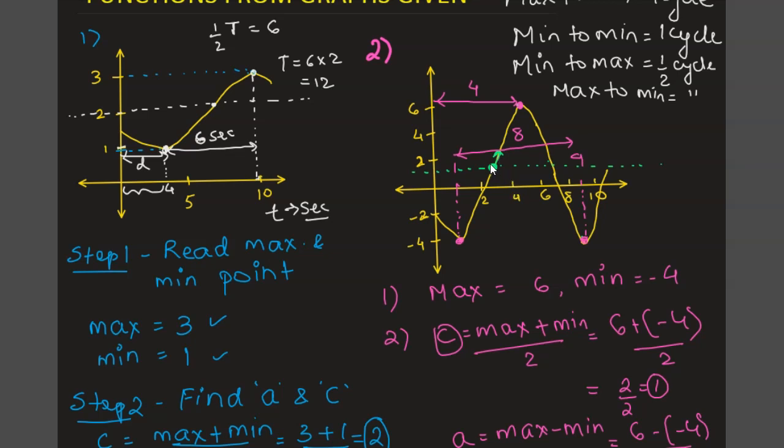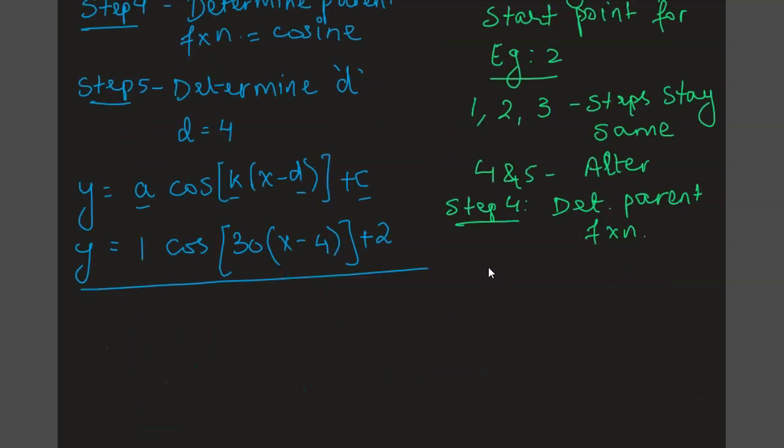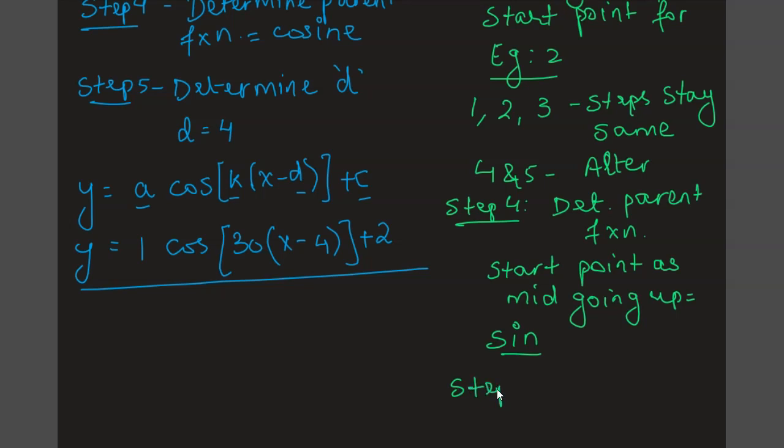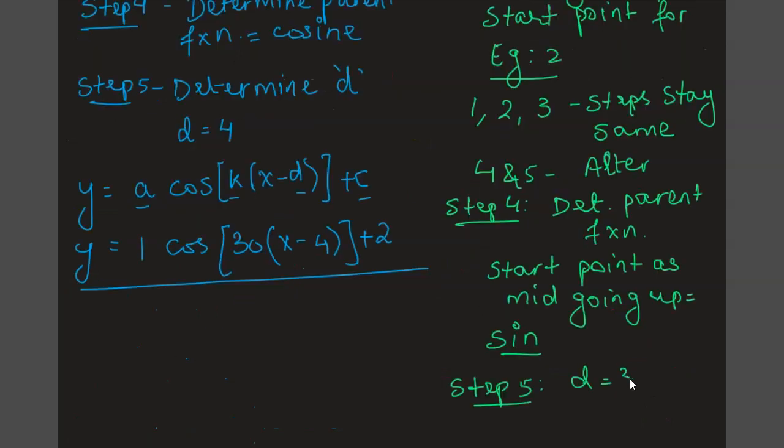I'll compare it to my parent function. I notice that on my parent sine function graph with a positive, my graph starts at the midpoint going upward. So this start point represents my sine function with a positive. In this case, my start point is mid going up, which means my function is a sine function. My step number 5, the phase shift, would be everything from the y-axis to the start point, and that is 3. So my phase shift is 3.